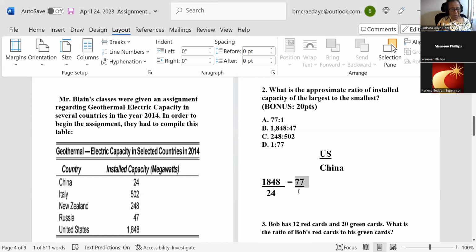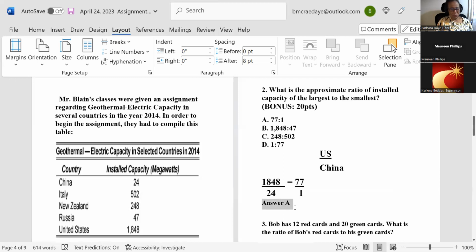So what's the correct answer then? Yeah. A, that's right. Very good. So answer A. Answer A.